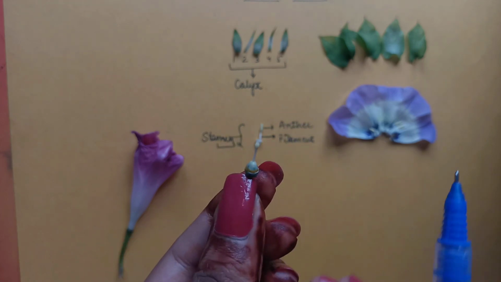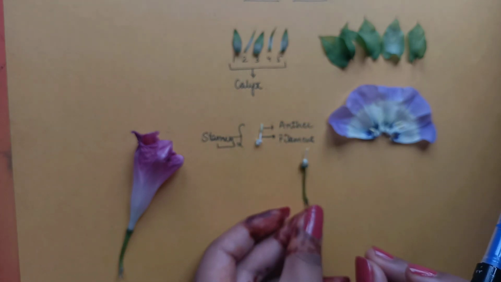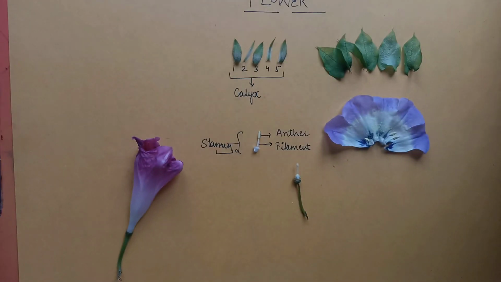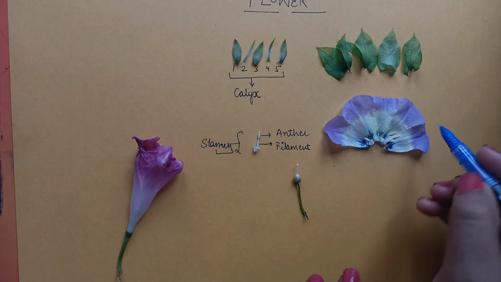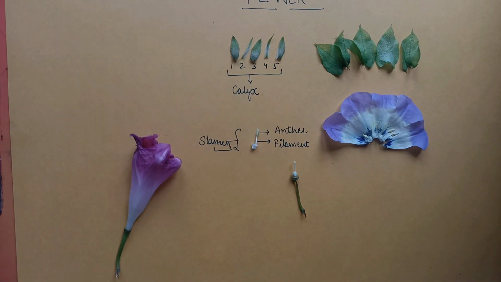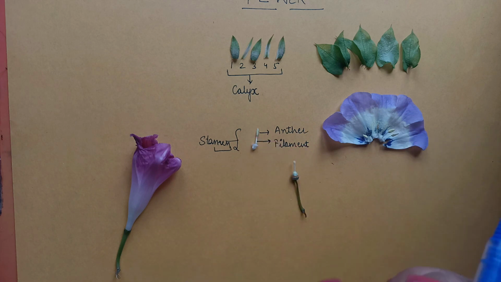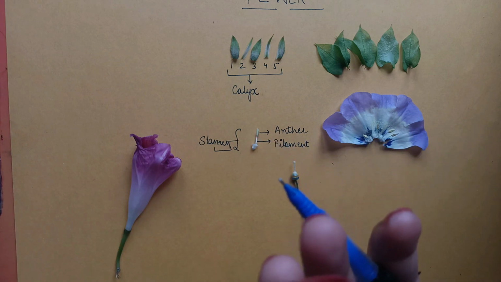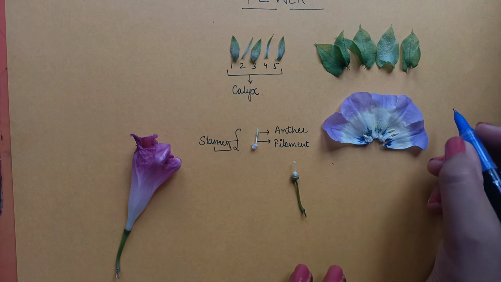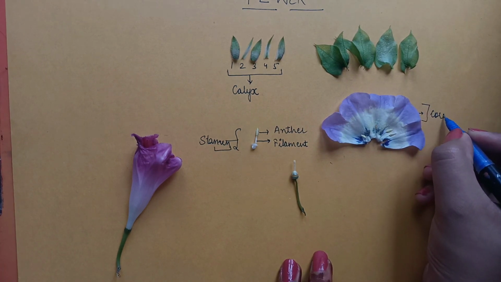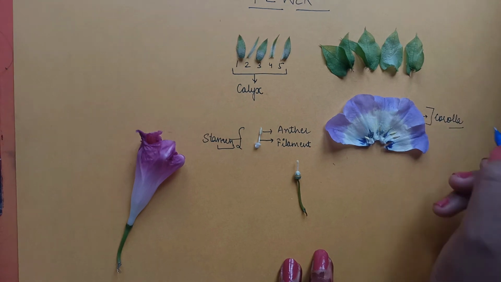So this is the dissection of the flower. I guess it is clear to you now. It is very much clear. One petal is known as a petal, but the petals together form a whorl that is called corolla. So all petals together are known as corolla. Is it clear?